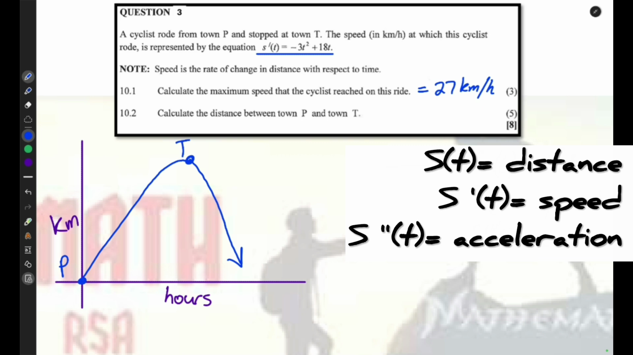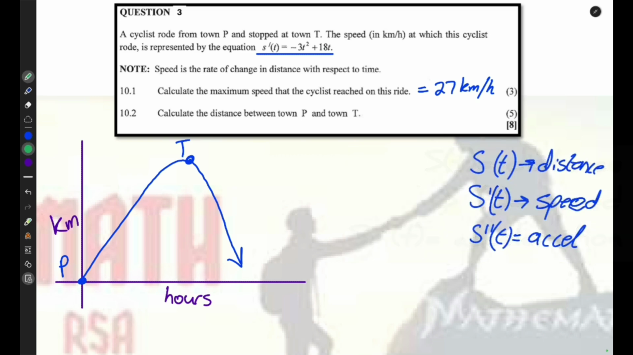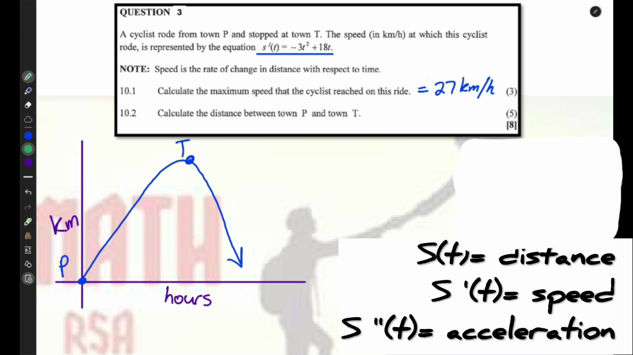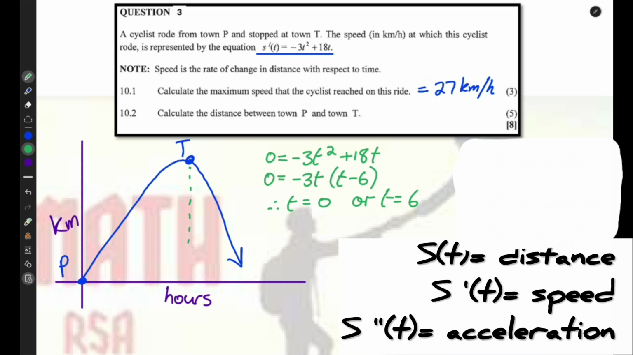First thing is I'm going to have to figure out what the two turning points are. And because I have the derivative, I can just make that equal to 0 and then see where this graph would be 0. So I'm going to start with 0 is equal to minus 3t squared plus 18t. From there, I can take out negative 3t as a common factor, and I'm left with t minus 6. Therefore, t is equal to 0, or t is equal to 6.